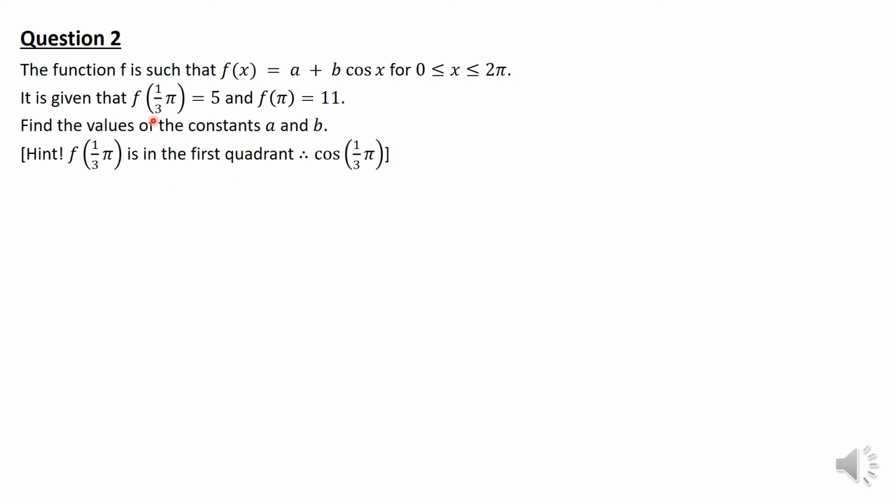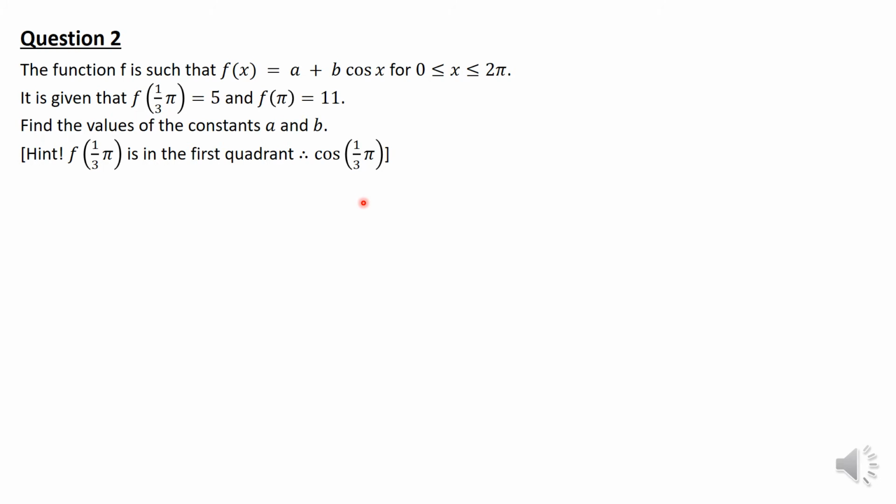And then it is also given that f of pi upon 3 is equal to 5 and f of pi is equal to 11. So that means we're going to have to establish two equations because we're supposed to find the constants a and b. So once we create the two equations, we're going to solve them simultaneously. And then you are also given a hint that this pi upon 3, this angle here, is in the first quadrant, and also cos pi upon 3.